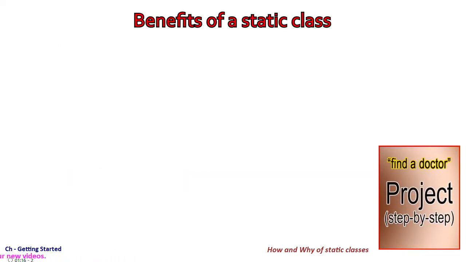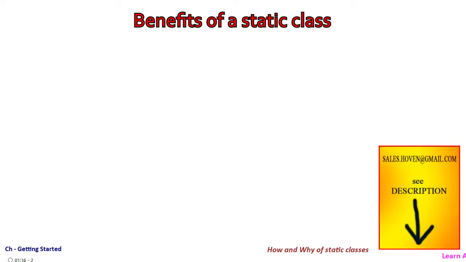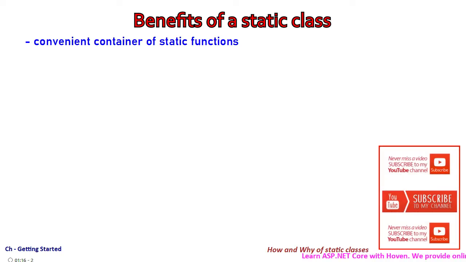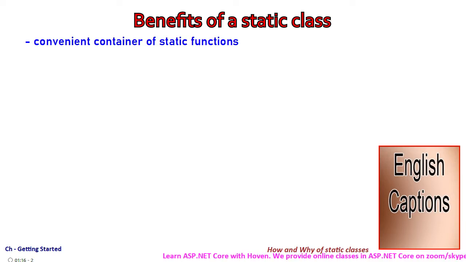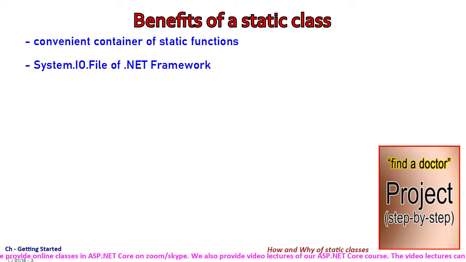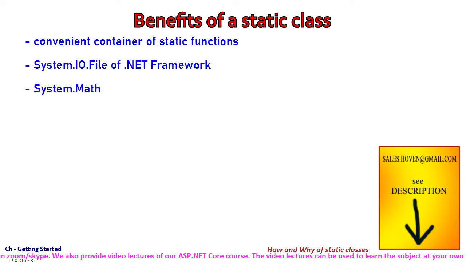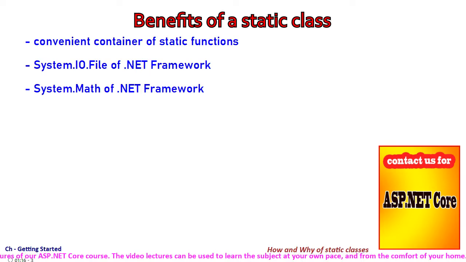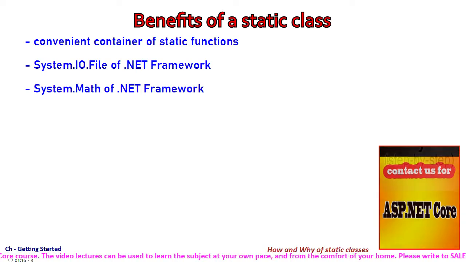And let's see a few benefits of a static class. A static class is a convenient container of static functions that are standalone, that operate only on their arguments, that do not need to touch any instance members. For example, System.IO.File is a static class of the .NET framework. It contains a set of utility functions for file-related operations. Another example of a static class is the System.Math class that contains functions for math operations on their arguments.